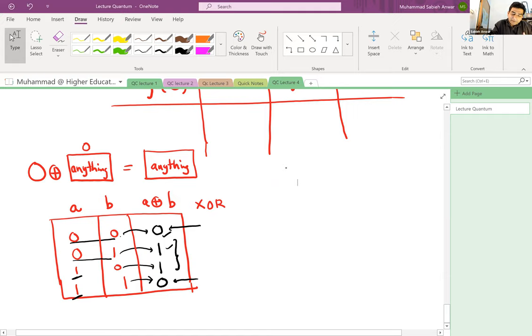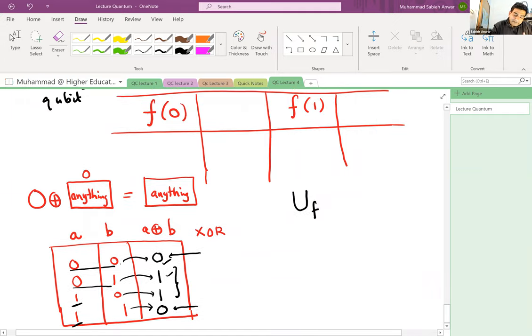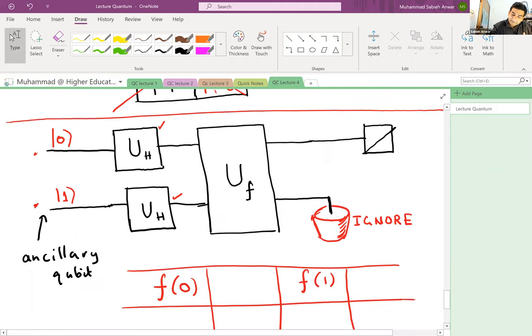Now let's define what is UF. What does UF do? Now UF is a 2-qubit gate. Yes. Okay. There's something in the chat. So any confusion? Is the answer no? All right. So the answer to this question is yes.